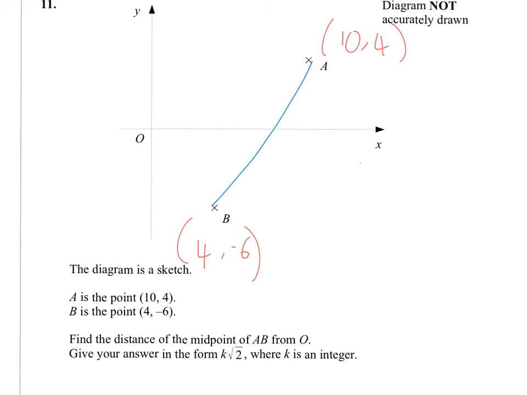So our midpoint is going to be 10 plus 4, which is 14, divided by 2, which is 7. So the x part of the midpoint is 7, and then we do the same with the y part of the coordinates. We do 4 plus negative 6, and we half that to give us the y part of our new midpoint. So 4 plus a negative 6 is negative 2. Half of negative 2 gives me negative 1. So we know that our midpoint is going to be 7 along and minus 1 down. So roughly somewhere like that.